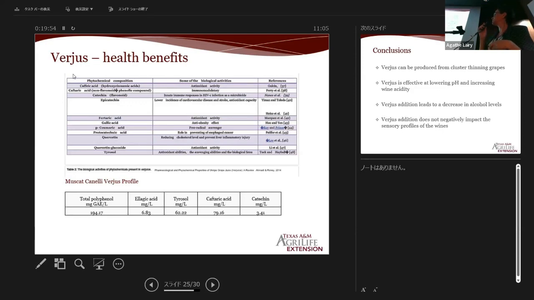And this is just the data that I was able to get before coming here, looking at polyphenols in our verjus. So that's our sample of Muscat Canelli. The total polyphenol content was 194 milligrams per liter, which is not necessarily very high for grapes, but this is a white grape. We are going to work with red grapes this summer, so we're going to run these analyses again and see how they compare. But anyways, they're better than tartaric acid. When you add tartaric acid, you just add tartaric acid. So clearly a positive impact from a health perspective.